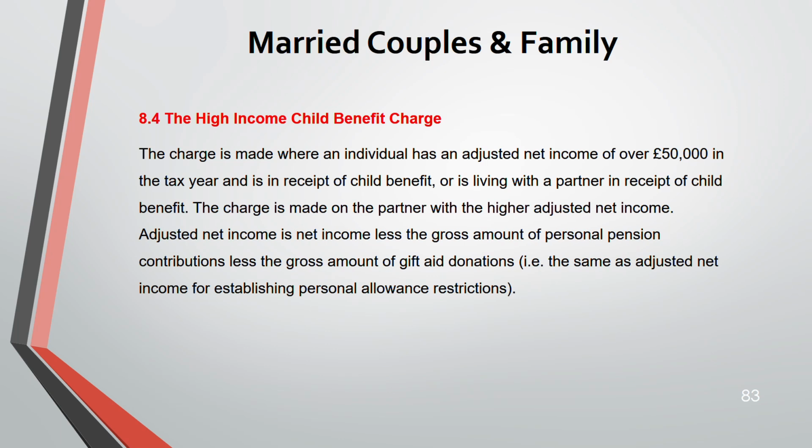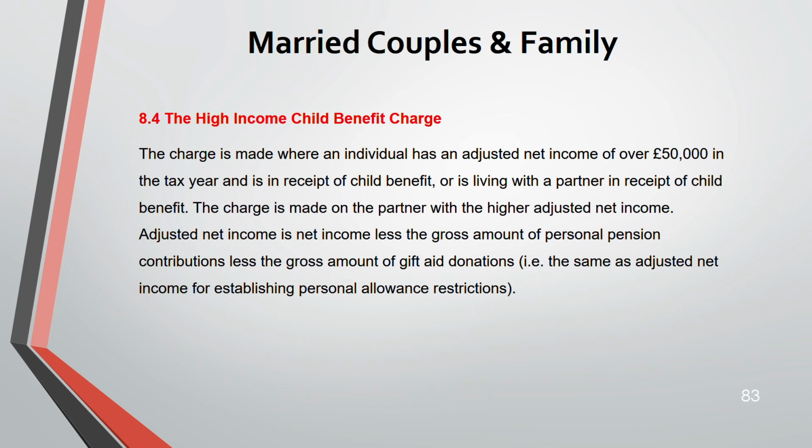Or you are living with a partner in receipt of child benefit. Either you are claiming it or your partner. So the charge is made on the partner with the higher adjusted net income. If both of you have high income, the charge falls on the one who has the higher adjusted net income.